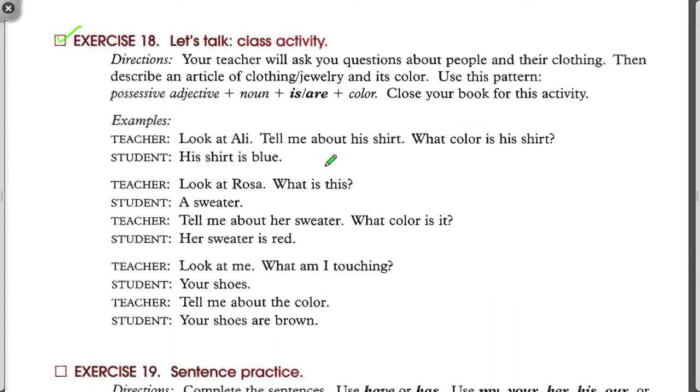Examples, look at Ali. Tell me about his shirt. What color is his shirt? His shirt is blue. Look at Rosa. What is this? A sweater. Tell me about the sweater. What color is it? Her sweater is red. Look at me. What am I touching? Your shoes. Tell me about the color. Your shoes are brown.